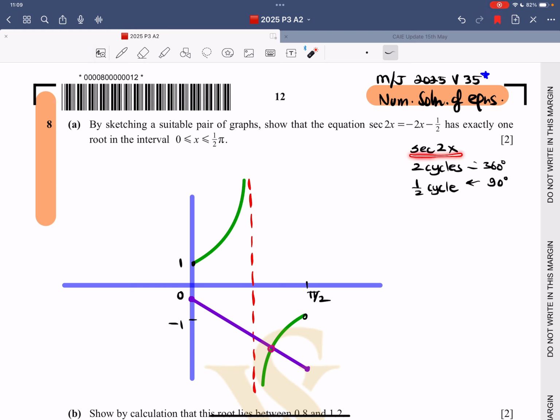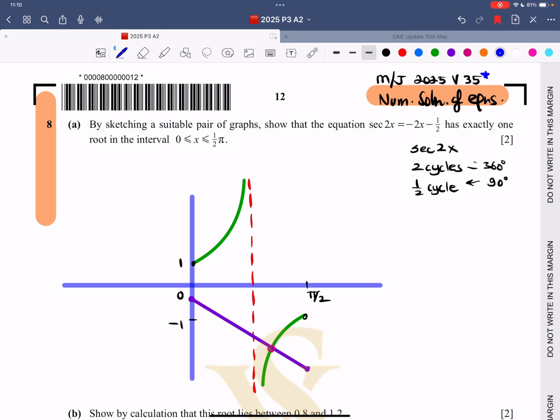So sec 2x, that's a reciprocal of cosine. 2 cycles in 360. In 180, it would be 1 cycle. In 90 degrees, it would be half a cycle. So that is half a cycle over here. Because actually this one and this one is 1 cycle, correct? So therefore, this and this, that's a half a cycle like this over here. The green one, that is sec 2x.